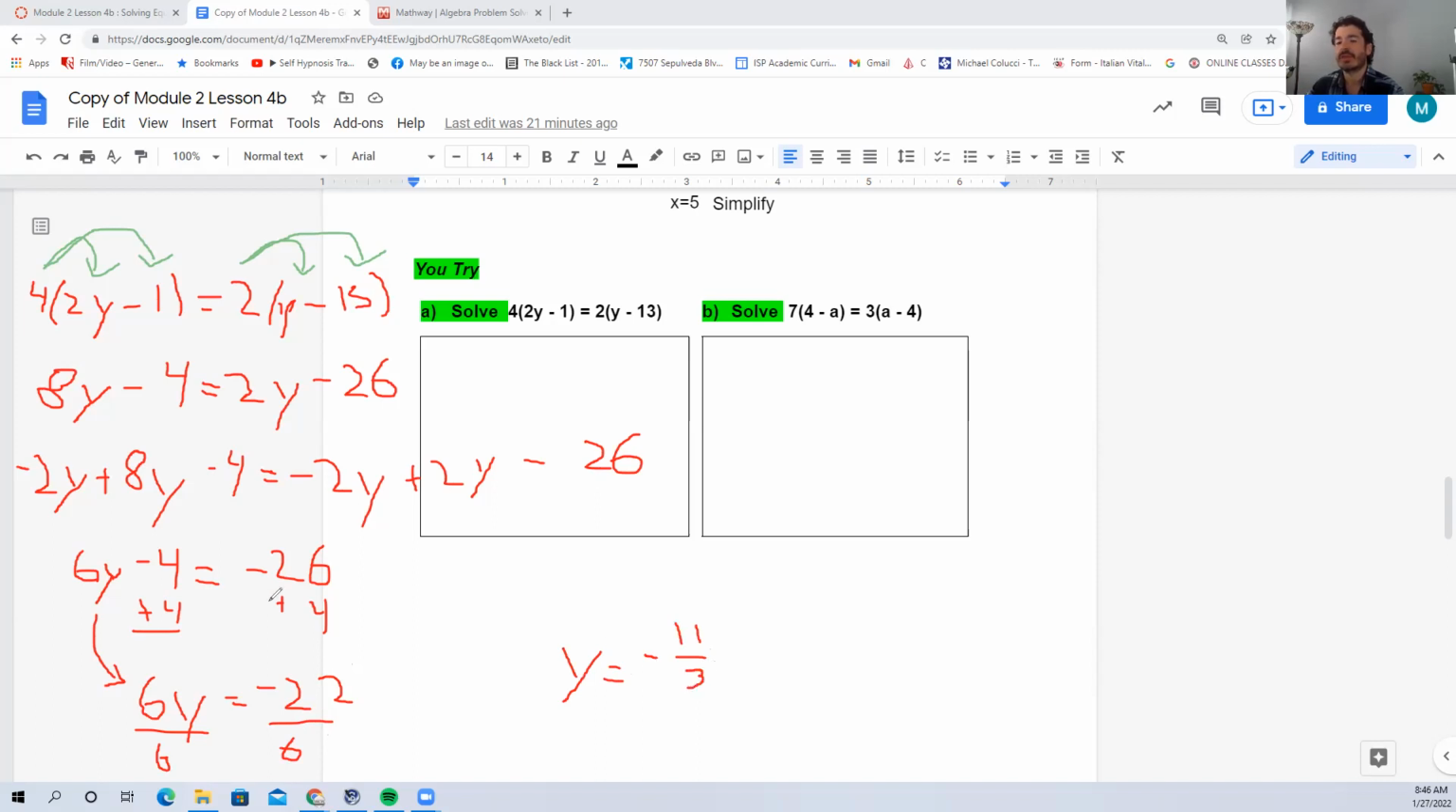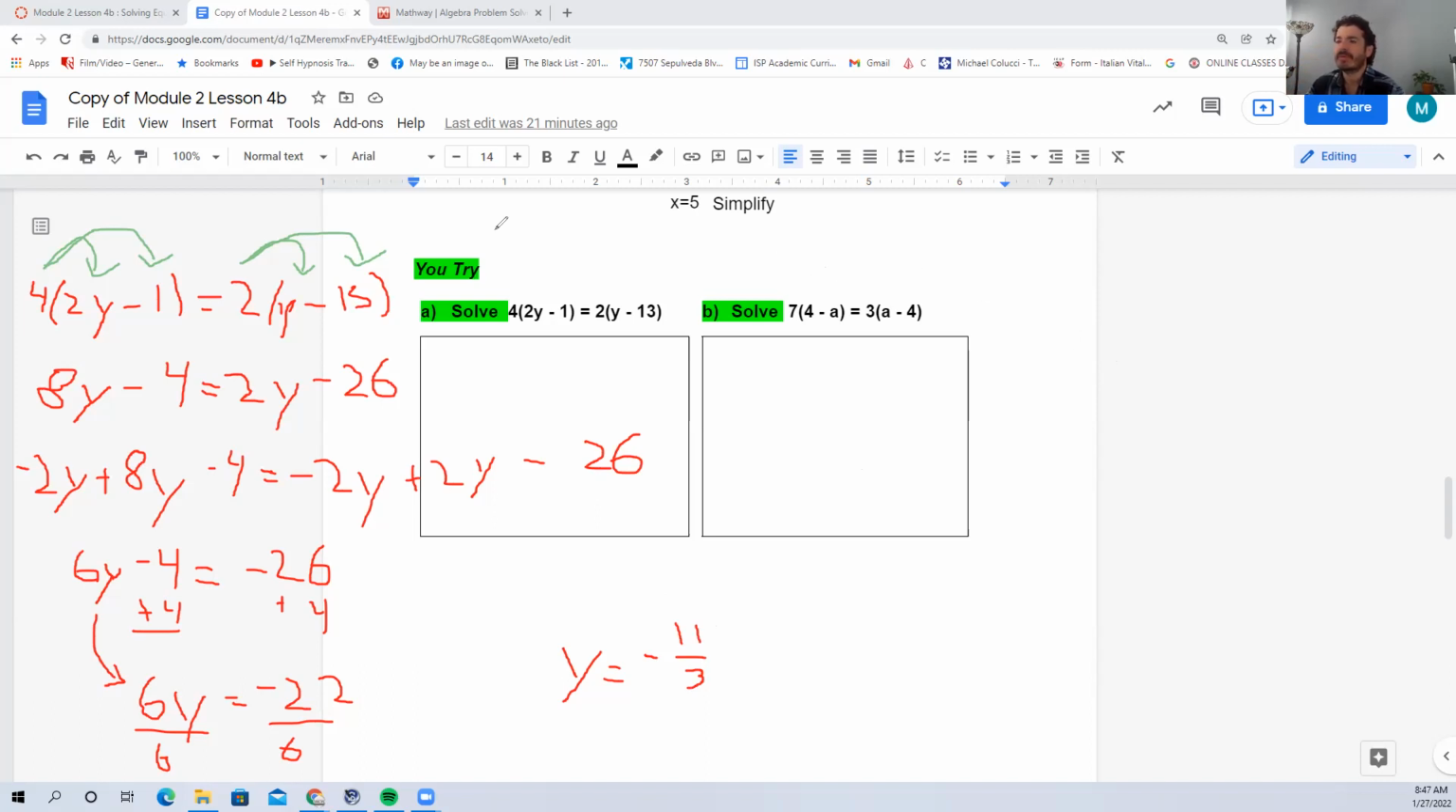If we had gone the other way around, where we subtracted 8y from both sides, this number without the variable on the left would have been positive, and we would have been dividing by a negative coefficient on the unknown, and we would have still got a negative number. In fact, we would have still got 11/3. Okay, so again, if this is a good moment to pause it, try letter B on your own, and when you're done, come back.